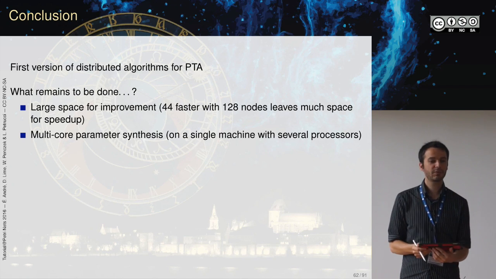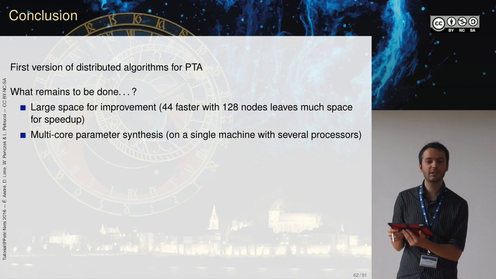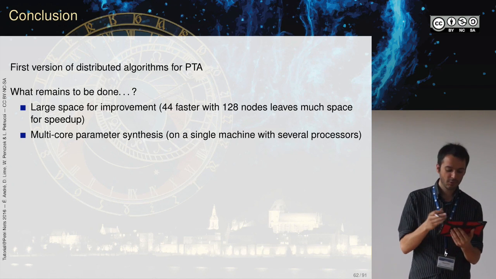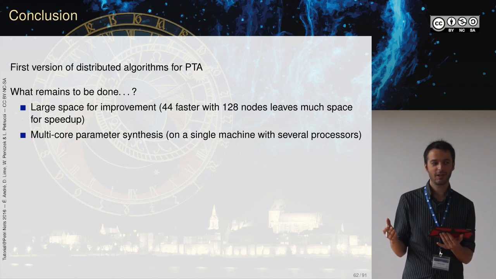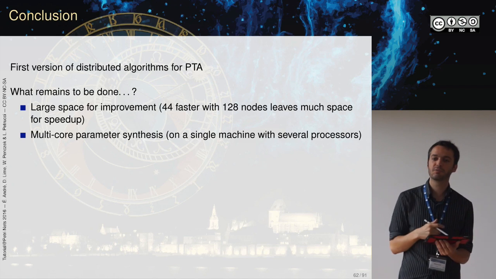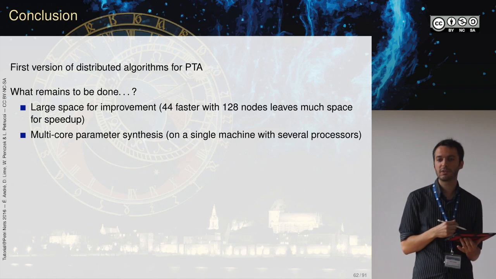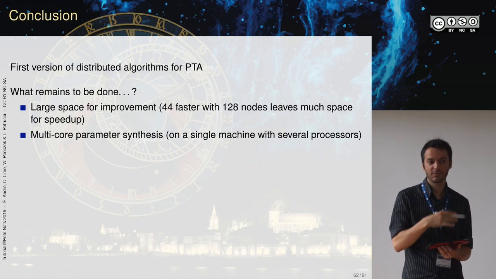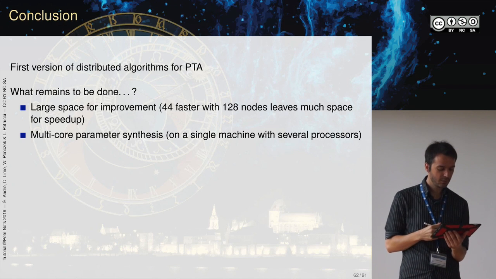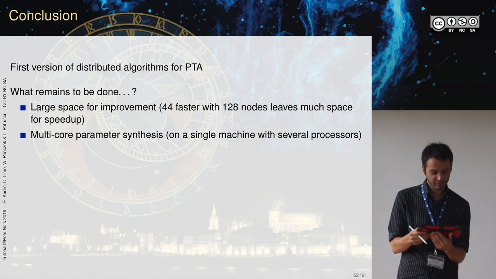44 times faster is actually very nice, but it's 44 times faster with 128 computers. With 128 computers, we could actually wish to be 128 times faster. So we still have a large improvement to make. And 44 times faster is the best experiment. For some of them, it was much lower. So we still have a large space for improvement.